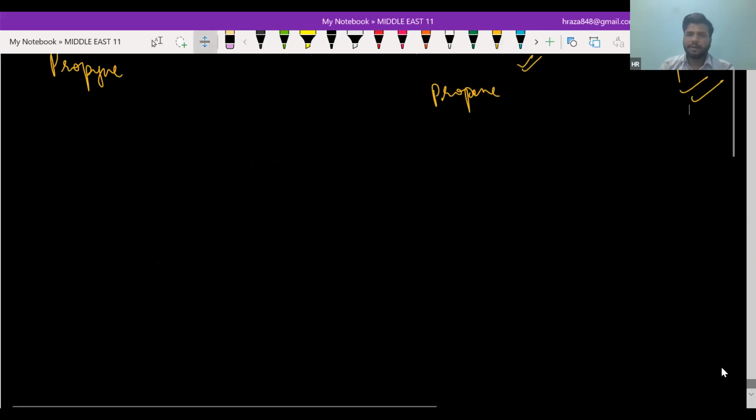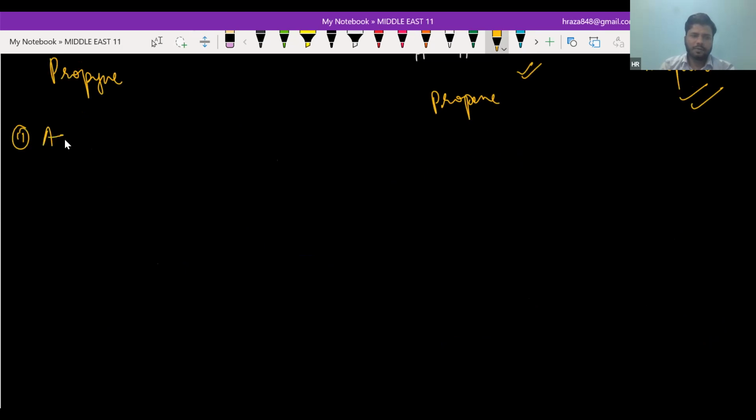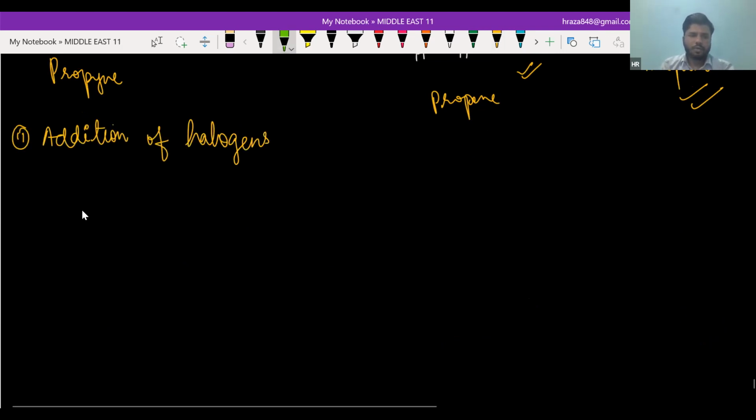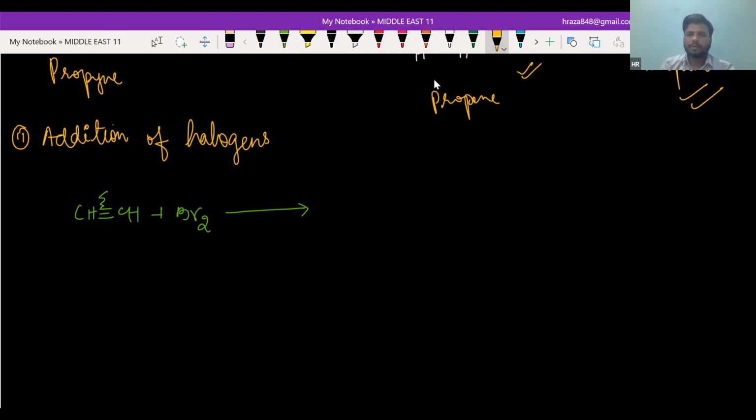Next chemical properties is basically addition of halogens. Addition of halogens in alkyne. So if we are going to add halogens in this alkyne in the presence of nothing, to add Br2, we have to break one of the bond between carbon. Wait a minute, it's hanging. So one of the bond will be broken and it will be CH2 double bond CH2. Again, we are going to add Br2. So one of the bond between carbon again will be broken and it will be CH2.